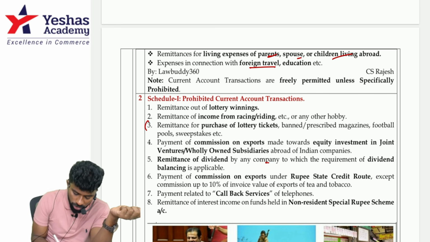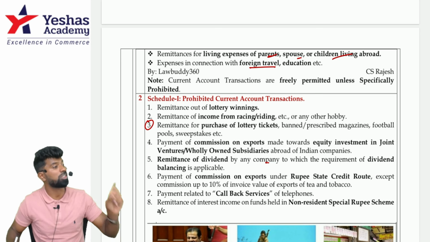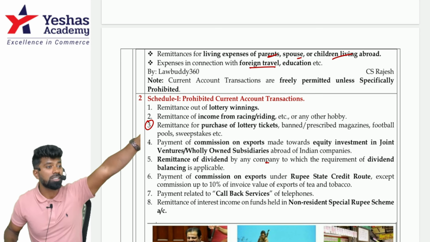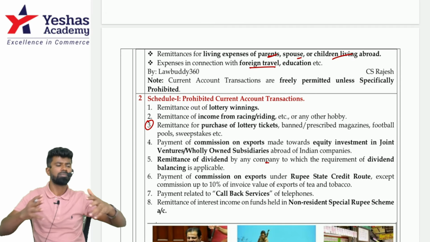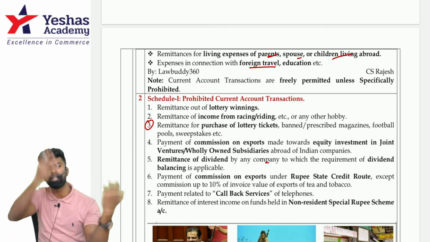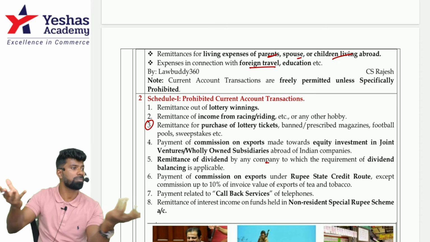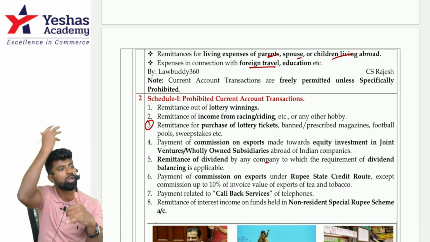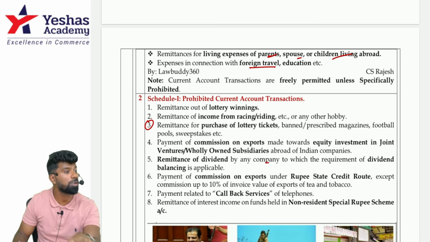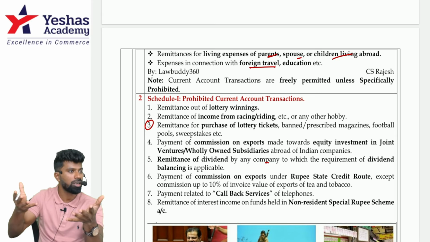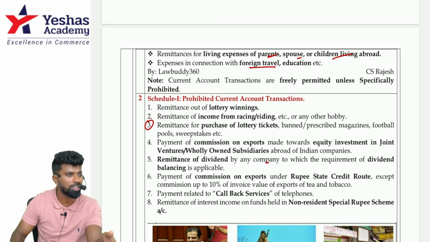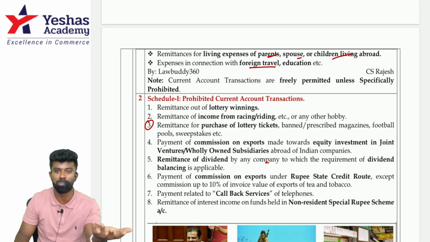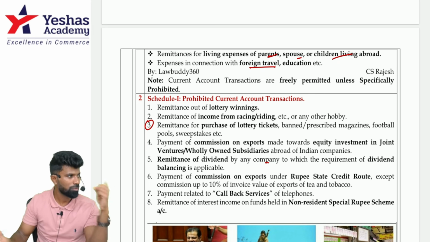Third one is also important. If you want to remit any money for the purchase of what? Lottery tickets, banned magazines. Let's say there are some abusive magazines, with nudity, sexually explicit magazines, which are available outside India, and you want to purchase them. Can you make payment for that purpose? Allowed or not allowed? Why do you want to waste our Indian currency, foreign exchange, on such nonsense things? Not allowed. Yes or no? Is it for a good purpose? First one.